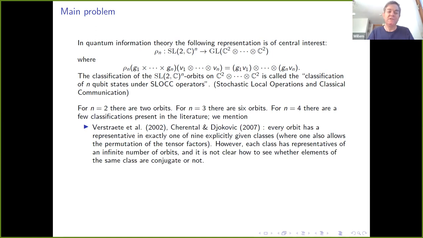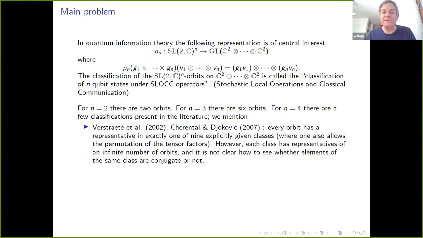So what is known? Apparently, for n equal to 2 and n equal to 3, these are things that I just got out of the literature; I didn't check them. Apparently for n equal to 2, there are 2 orbits, and for n equal to 3, there are 6. They have been well studied and are well known. For n equal to 4, there are a few classifications of orbits present in the literature. I cannot mention all of them, but I mention 2. There's one in a paper of 2002 by a group of authors from Belgium, headed by Verstraete. A few years later, Lamata, Leon, Salgado and Solano and Djokovic redid the same classification, and they corrected a few errors in the Verstraete classification, but essentially did the same thing.